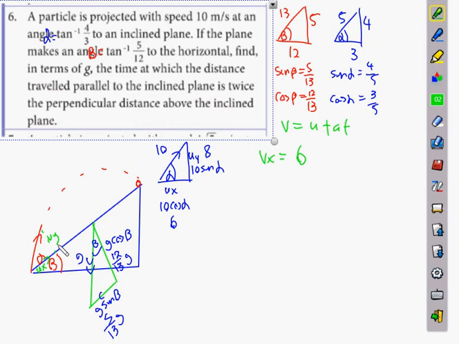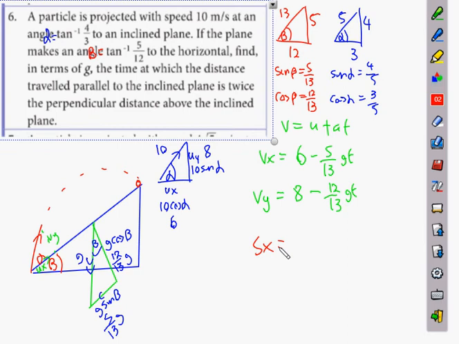Okay? So ux is 6 minus gravity times time. What's the gravity working against it? 5/13 gt. Vy, anybody? Vy? 8. Yeah? Minus 12/13 gt. Alright, what's a quick conversion from Vx into Sx?